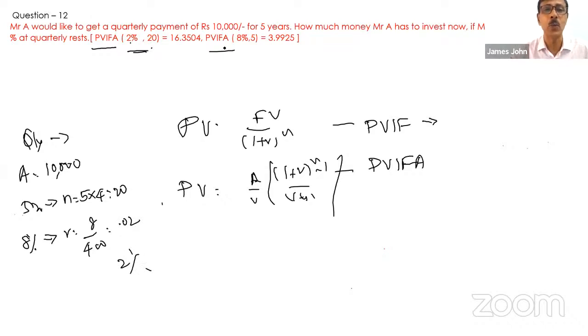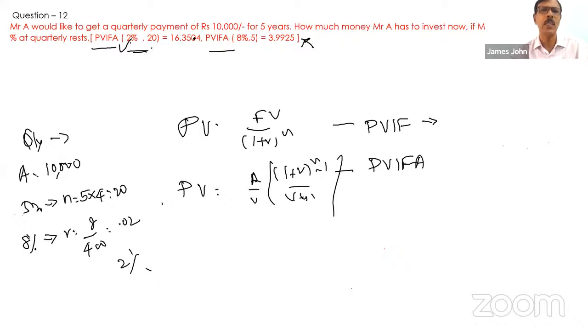They have given two things: 8% and 5 years, or 2% and 20 periods. Which factor do you take? That is the confusion. You have to take the 2% and 20 one. If you take the 8% and 5 year factor, this is wrong. That you can take only if the periodicity was annually. Understand?